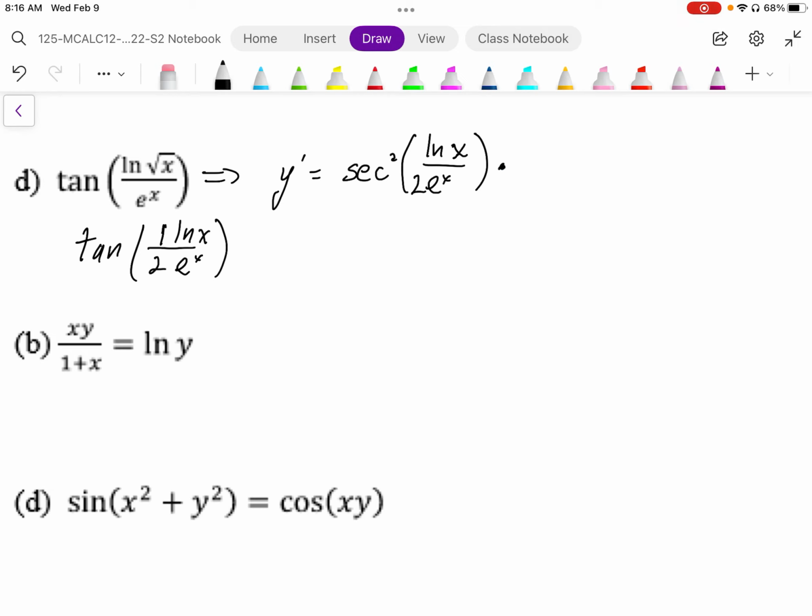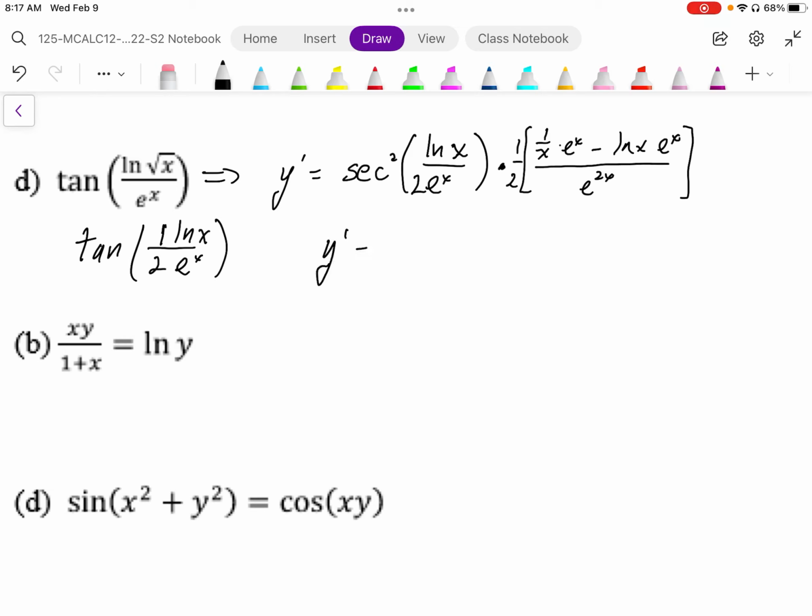Now I'm going to differentiate the inside using the chain rule. So this becomes 1 over x. I'm going to actually maybe keep that up in the numerator here. So 1 over x times e to the x minus log x, and then differentiate e to the x, and then I square the denominator. So e to the 2x, and I'm going to keep that 1/2 out of the derivative. Okay, so there I've differentiated the inside function, and I'm going to now simplify this expression.